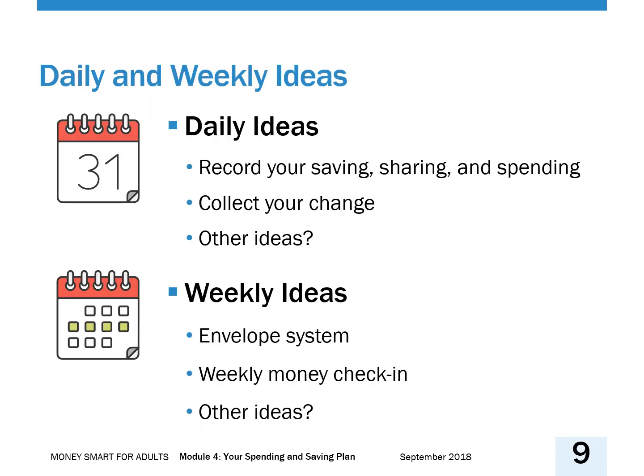Daily and weekly ideas. Daily ideas include recording your saving, sharing, and spending. Saving your receipts is a good first step. In addition to using receipts to track your uses of income, you can use them to check debit and credit card statements. There are also several apps and websites that can help you track your spending, like the Budget Templates and the Mint.com app and website, for instance. Collecting your change. Drop your spare change into a jar. This can help you build savings and keep your pockets or purse free of loose change. You probably have other ideas for using a spending and savings plan daily.